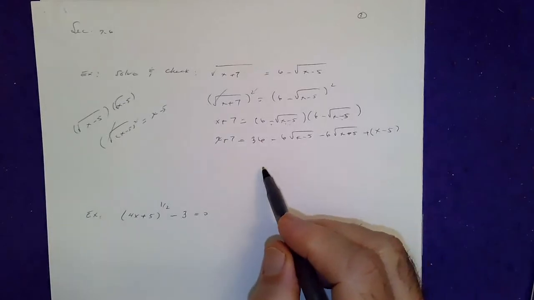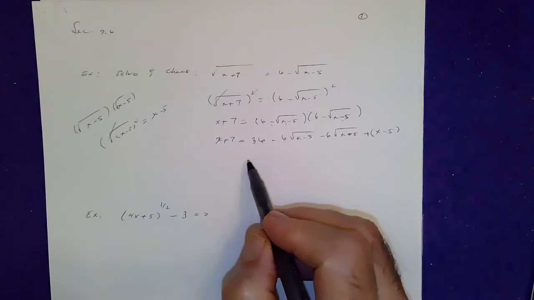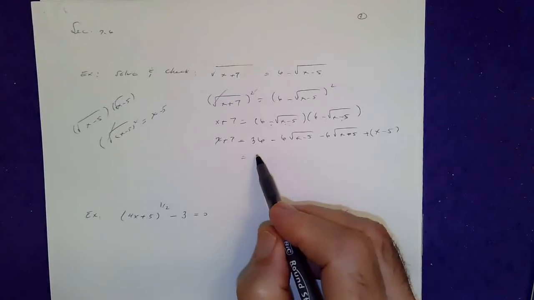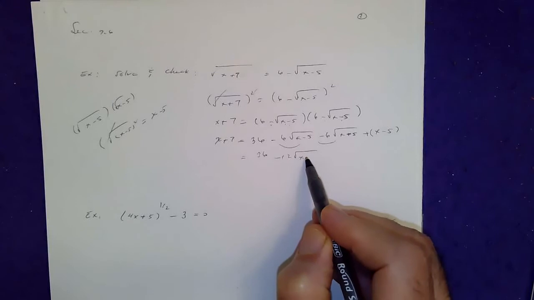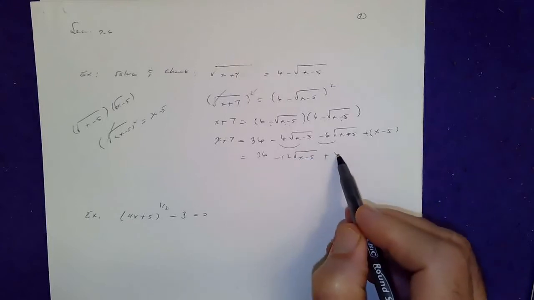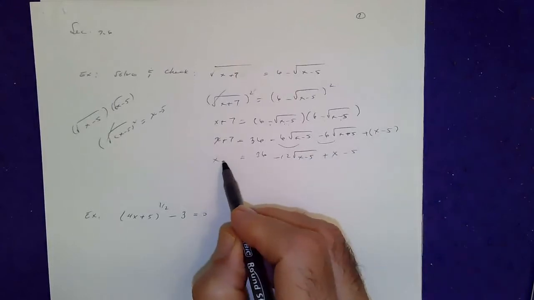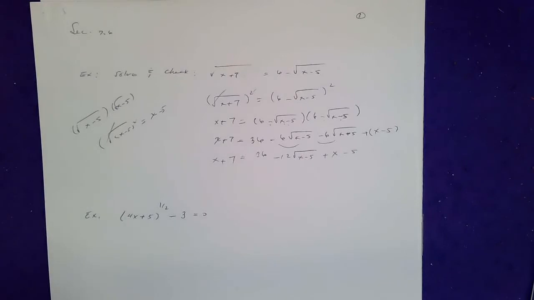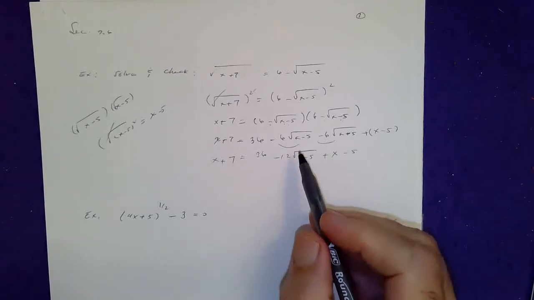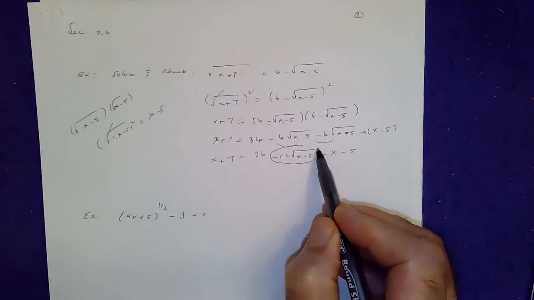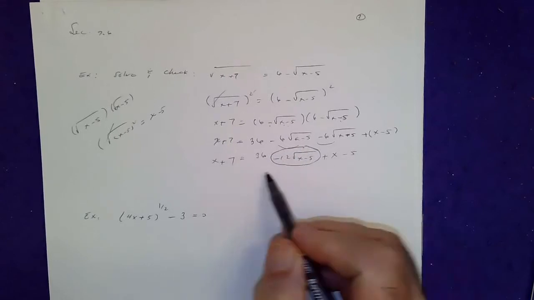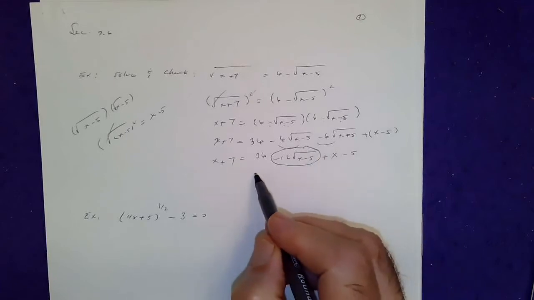Okay, combining the like terms, we have, what do we have? We got 36, these guys combined, we get negative 12 with these guys. Then you got x, then you got negative 5, here you got x, then you got 7. So the next step is to keep the radical, including its coefficient, on one side, and move everything else to the other side. What does that mean?